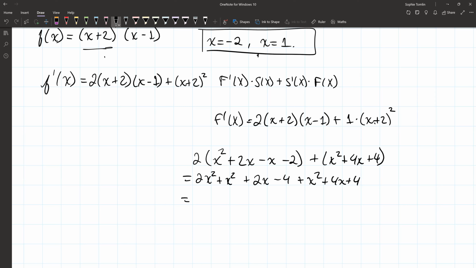Then again, we group our like terms. We get 3x squared. No, we don't get that. That's not quite the case. So we're going to do that in a little bit fewer steps. We're going to expand this 2 first, and then we'll group our like terms. So we get 2x squared plus 4x minus 2x minus 2. And then this is just a coefficient of 1, addition, plus x squared plus 4x.